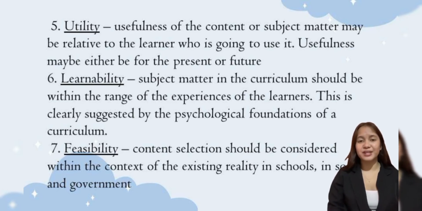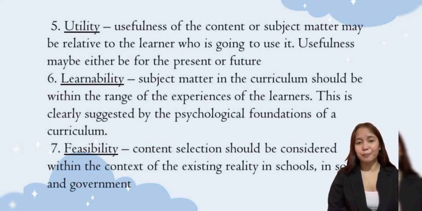Next, we have feasibility. Content selection should be considered within the context of the existing reality in school, in society, and government. So, students must learn within the allowable time and the use of resources available. Do not give them a topic that is impossible to finish. Feasibility means the full implementation of the subject matter. It should consider the school's real situation, the government, and the society in general.